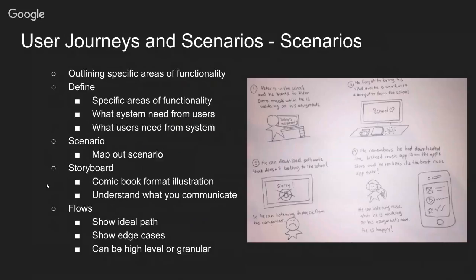So for the flow, it shows the ideal path. It shows, for flows, this is another way that you can use for the journeys. It shows how the user moves through or flows through the system. It shows the ideal path. You can also show edge cases. So it's kind of like an algorithm thing where you would have the triangle. Does this person want to do that? Yes or no? And then you can branch out and go around.